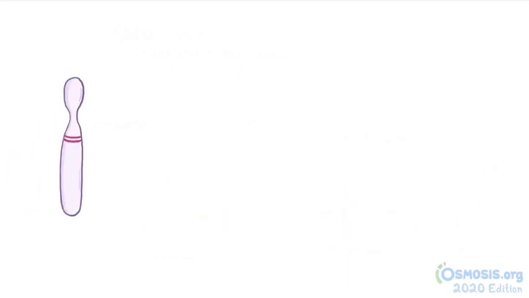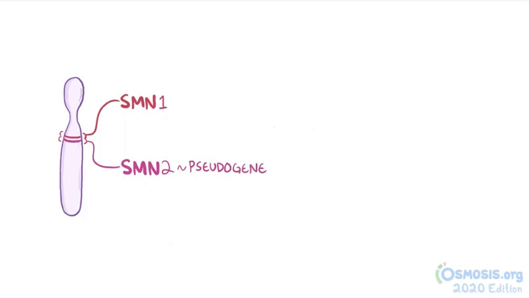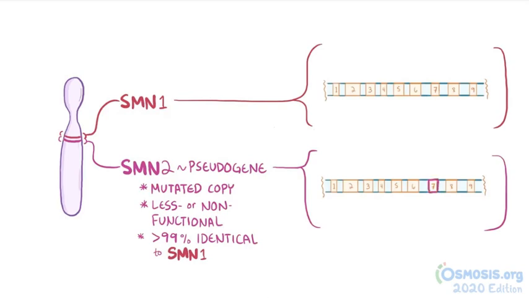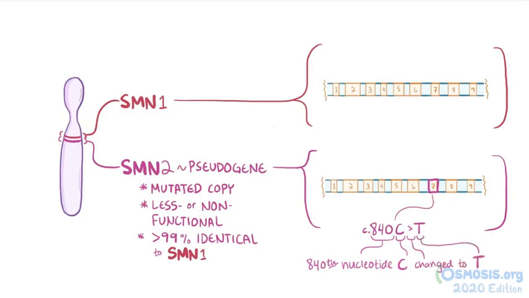Now, the genetics help explain the continuum of severity that we see across SMA, and it has to do with the SMN2 gene, which is a pseudogene that sits next to SMN1 on chromosome 5. Pseudogenes are mutated copies of genes that arose during evolution, and are less functional or non-functional versions of their counterparts. SMN2 is more than 99% identical to SMN1, but has one important change in exon 7, called C840T. And this means that while the 840th nucleotide is a C in SMN1, it's a T in SMN2.